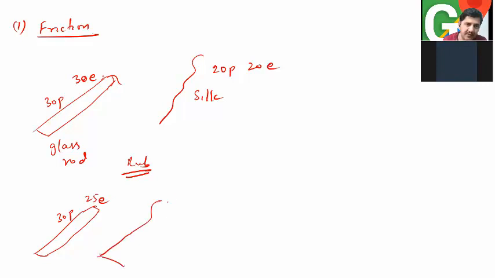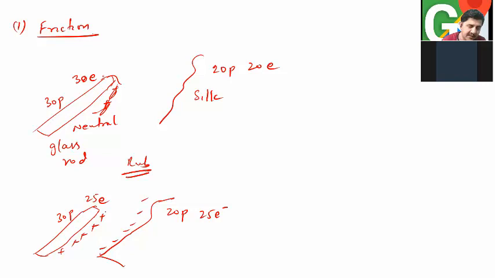So therefore, this becomes 25 electrons. And the silk cloth will have 20 protons, and this 5 electrons has jumped over here, so this becomes 25 electrons. Before rubbing, both of them are neutral. After rubbing, this becomes more positive and this becomes more negative.